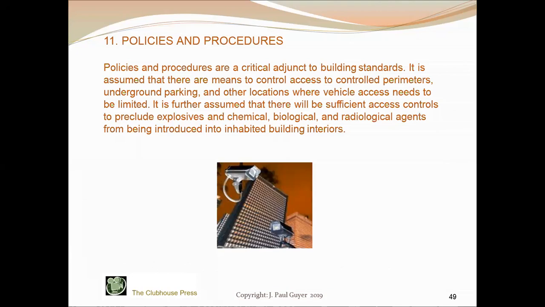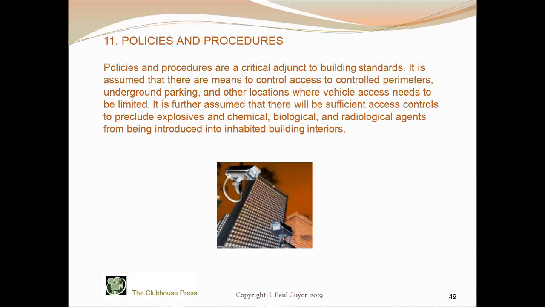So these administrative procedures are critical, and it's assumed that there are means to control access to controlled perimeters. That's an administrative procedure. Stop the car, search it, that sort of thing.